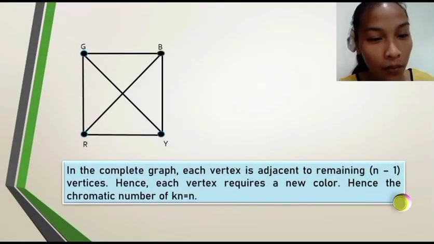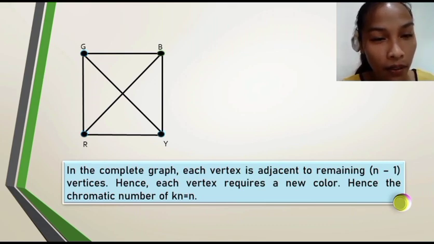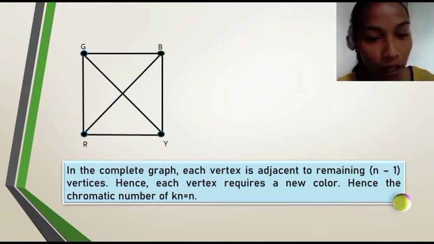In the complete graph, each vertex is adjacent to the remaining n minus 1 vertices. Hence, each vertex requires a new color. Hence, the chromatic number of Kn is equal to n.